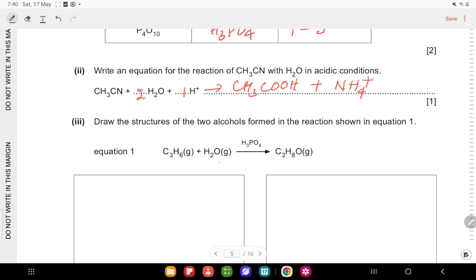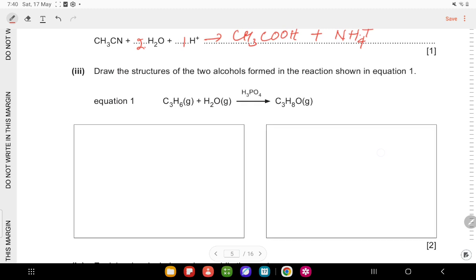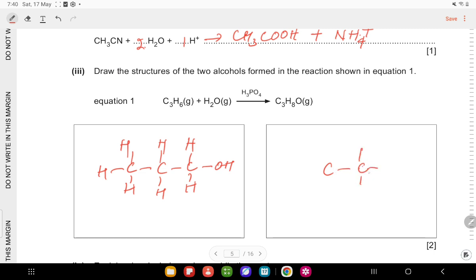Draw the structures of the two alcohols formed in the reaction shown in equation 1. Equation 1: C3H6 plus water, with H3PO4, to form propanol. This is 2-propanol. This is 1-propanol.